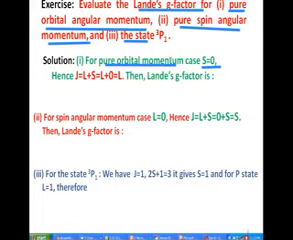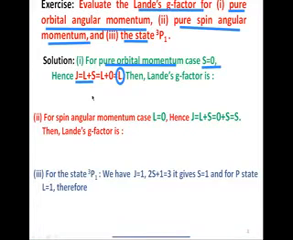That means L is not equal to zero, and as it is pure orbital momentum, its S is equal to zero. So from LS coupling, we know J is equal to L plus S. We put the value of S, which is zero, so that reduces to L. So J becomes equal to L. Then use the formula for the Lande factor.